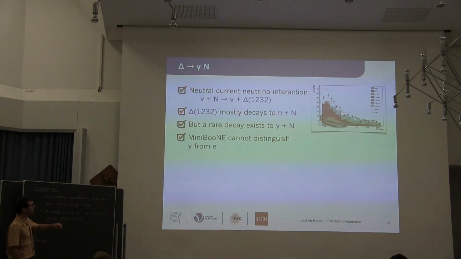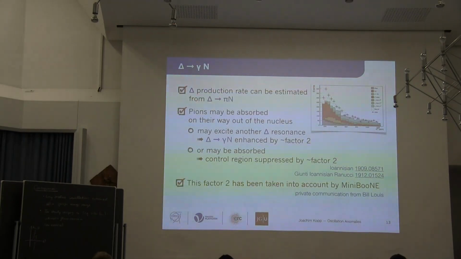So a single electron, that's the hallmark signature of a charged current electron-neutrino interaction. A single photon, well, that's for instance a signature of that background, and they look exactly the same to an experiment like MiniBooNE. So therefore, this is a potentially dangerous background. So obviously, it has been studied in great detail.